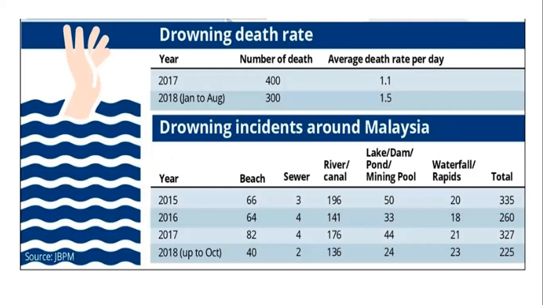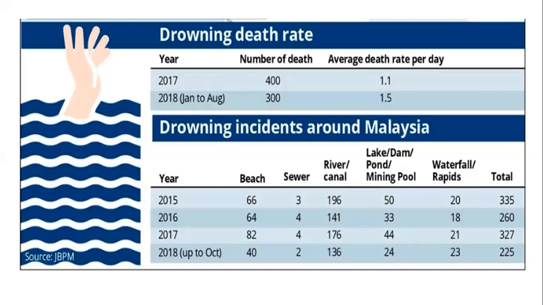So in the year 2017, total deaths were 400, quite high. In 2018, January to August, 300. So about 400 per year die due to drowning in Malaysia. It is considered quite high. Maybe Pahang is one of the states involved.